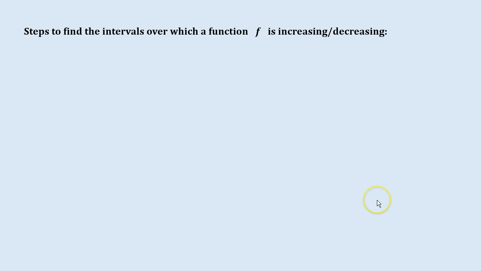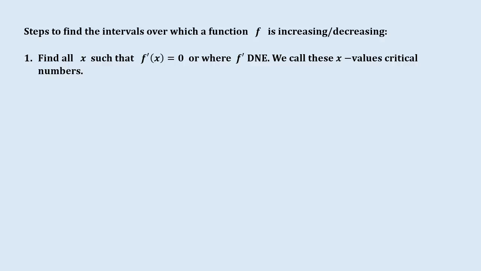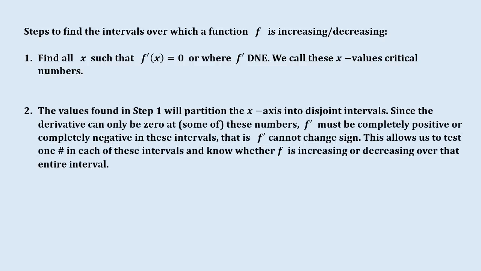Now we're going to go through the steps to determine whether a function's increasing and decreasing. You want to first find all values for which the first derivative is either 0 or for which the first derivative does not exist. And we call these x values critical numbers. Then we're going to use these values found in step 1. Those are going to partition the x-axis into disjoint intervals.